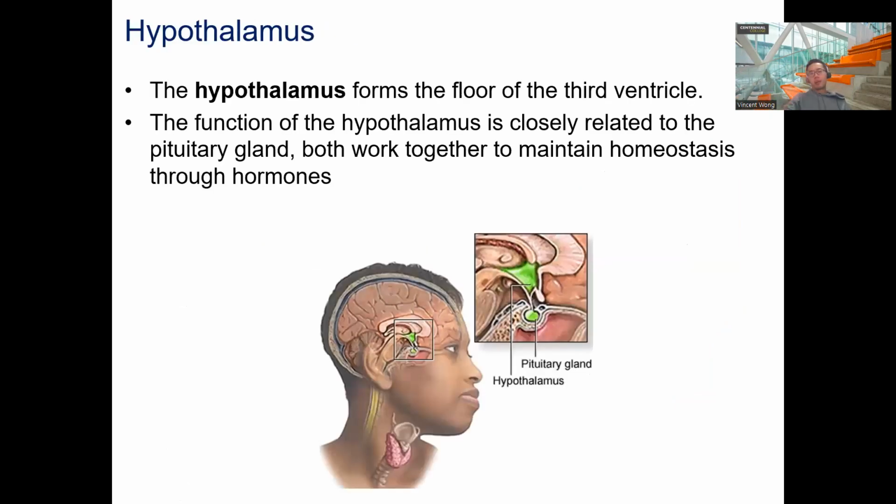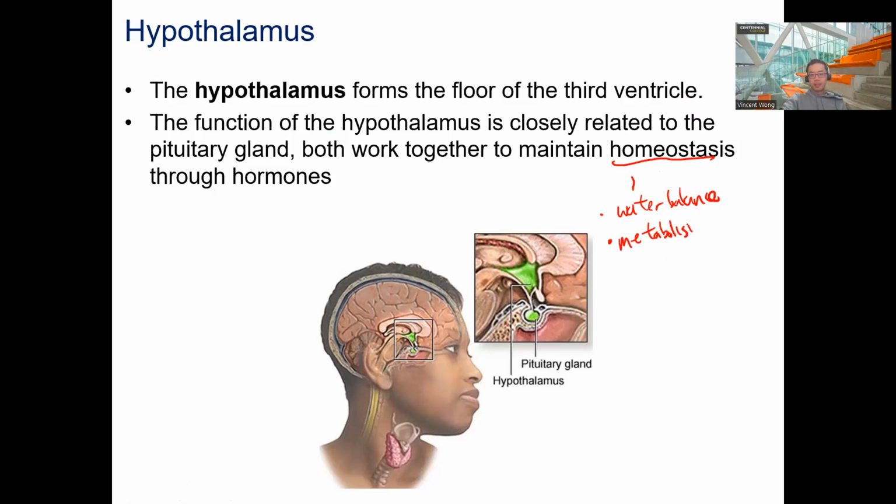Next, we have the hypothalamus. I talked about the hypothalamus already. It forms the floor of the third ventricle and works closely with the pituitary gland, which dangles below it, and they help maintain homeostasis through hormones. For example, water balance. Believe it or not, when you are sleeping at night, the hypothalamus secretes a hormone that helps you not to go pee. So it conserves water for you because you're not drinking, so your body needs to maintain that water for hydration. That comes from the hypothalamus.